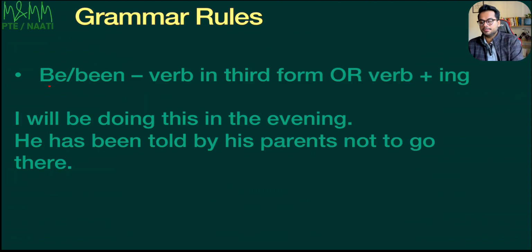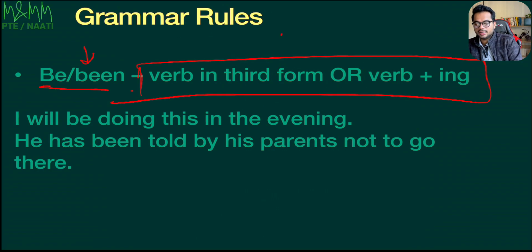Next one, be or been. If you see be or been written anywhere in a sentence, and afterwards there is a blank, it can be one of two things. It can either be a verb in the third form or a verb with ing at the end. So again, it is definitely going to be an action word, but it would either be in the third form or it will have an ing written at the very end, as in present continuous tense.